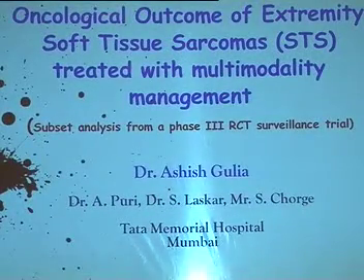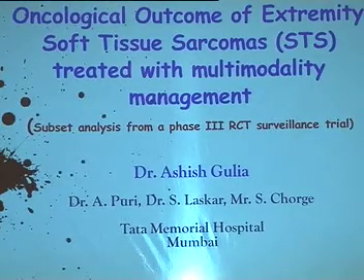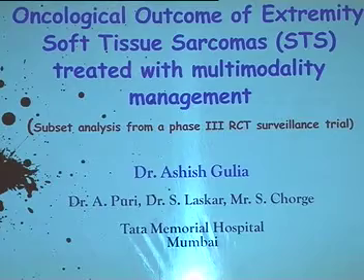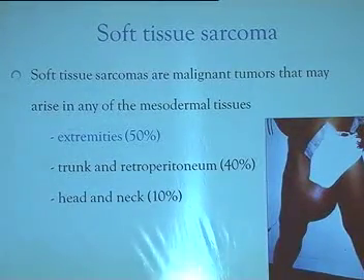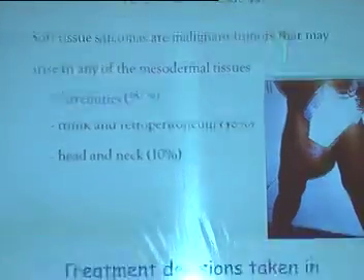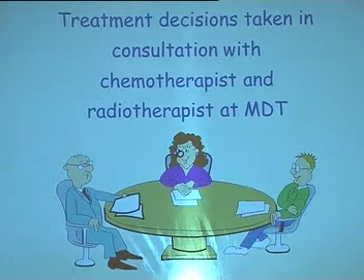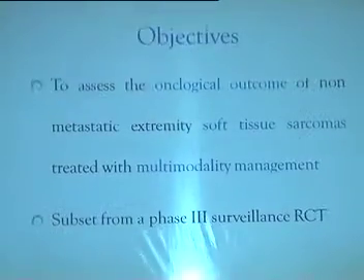As I said earlier, all these patients are treated at a single center with the same multimodality management, and this is specifically a subset of a randomized control trial, which is a phase 3 trial. As all of you know, sarcomas are mesenchymal tumors, and the most common site is the extremity, and all these patients are best treated with multimodal management, which includes chemotherapists and radiotherapists along with us surgeons.